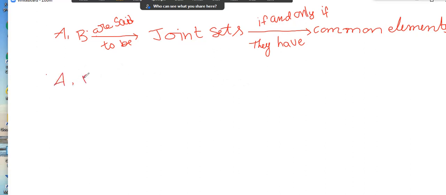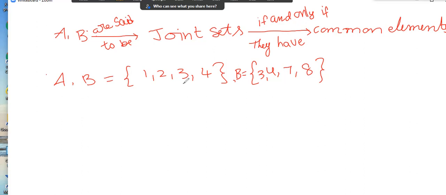For example, A is equal to {1, 2, 3, 4} and B is equal to {3, 4, 7, 8}. Here 3 and 4 are common. Then we can do some operations. What are the operations that we can do? Some operations are possible, some operations are not possible. For example, intersection.